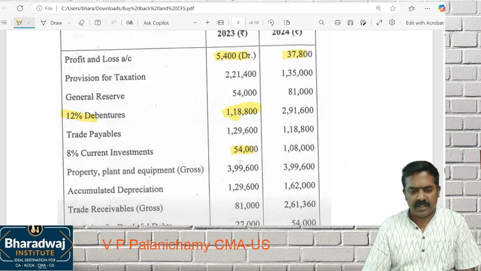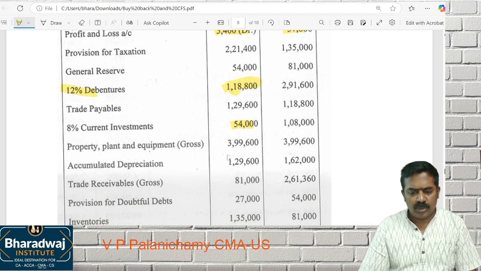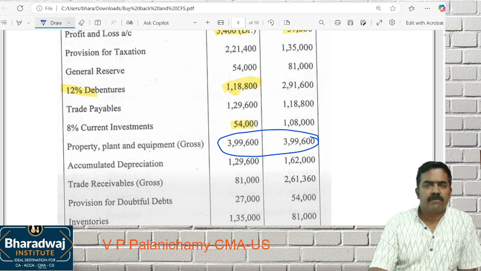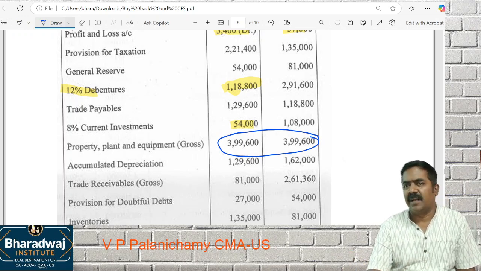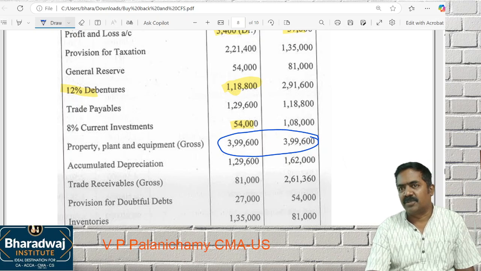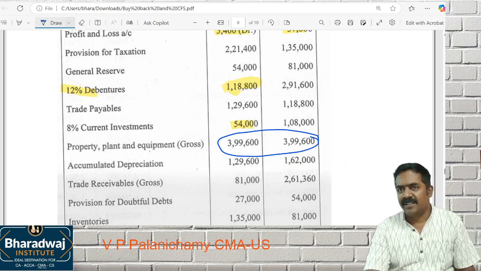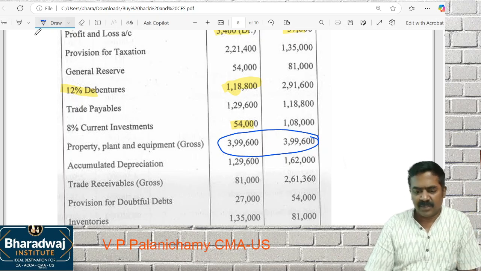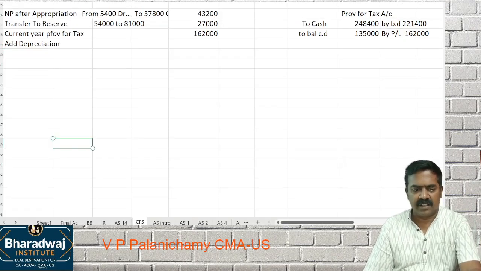Yeah. Accumulated depreciation is given. No adjustment is given. So look at plant property equipment also, there is no change. There is no change means there is no purchase or sale during the year. Gross cost, opening balance cost is equal to closing balance cost. No additional data is available. So there is no purchase or no sale.